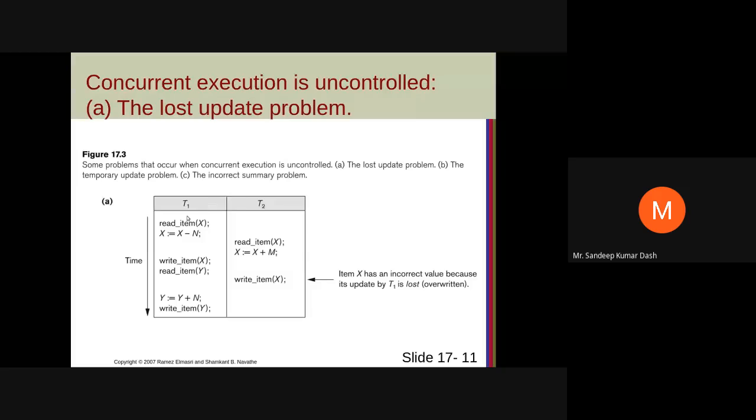Here, there are two transactions, T1 and T2. The first transaction, T1, is reading a data item X from the database, deducting 10 from X. Then this one comes. The flow is like this.